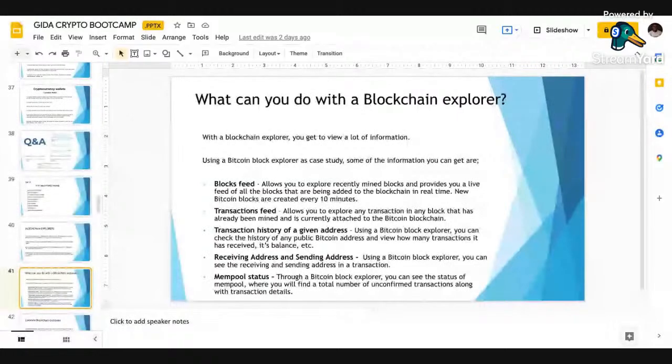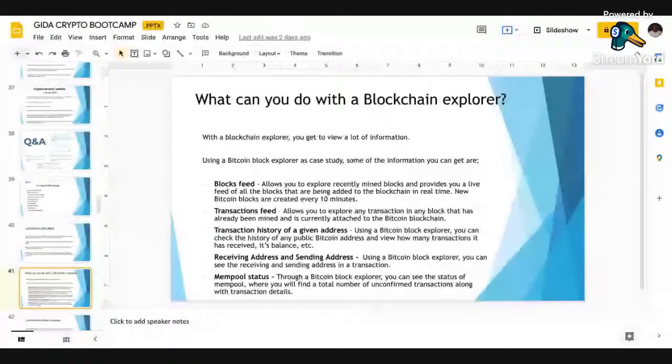Each of these blocks in the blockchain contains information, contains data, and mostly they are transactions, about deposits, withdrawals, transfers between wallets, and all these are information. So each of these pieces of information is put in blocks. With the blockchain explorer, you can access the data contained in a block. Now you can also view the transactions feed.